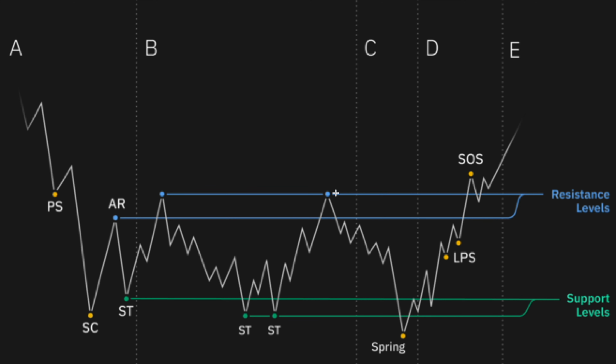If you just want to target short term, you can target the resistance level, or you can target somewhere up here and hold for longer for a higher risk reward. I don't use this LPS and SOS stuff, but LPS stands for last point support, and SOS stands for signs of strength. So that could be a break of structure, and it's breaking this resistance level, showing that we could turn bullish. And then phase E is kind of the effect.